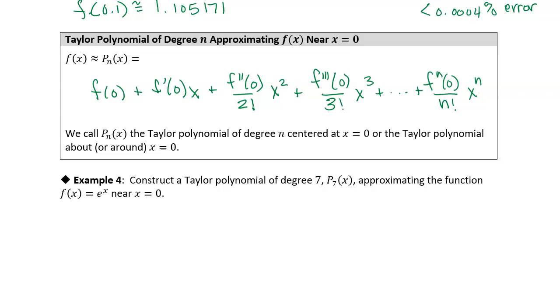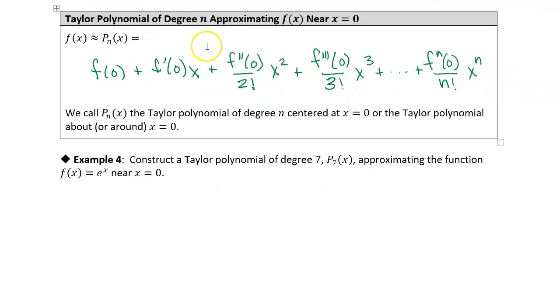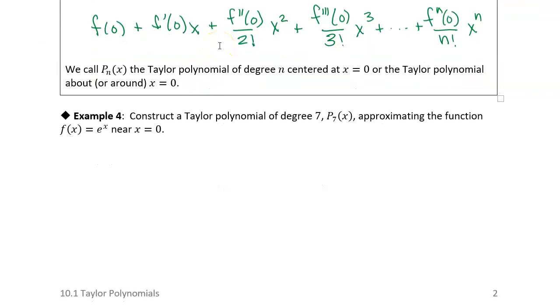So now let's apply it. Example 4 is just using that formula to construct the Taylor polynomial of degree 7 for e to the x, again, near x equals 0. So all we really need, I'll just keep that formula up there at the top, is the value of the function at 0, the value of the derivative at 0, the value of the second derivative at 0, and so on. And then you just plug those values in.